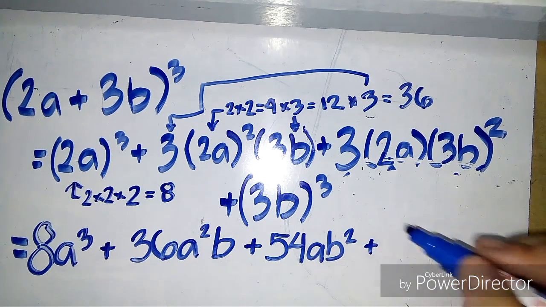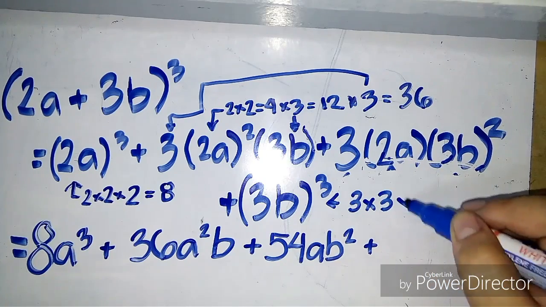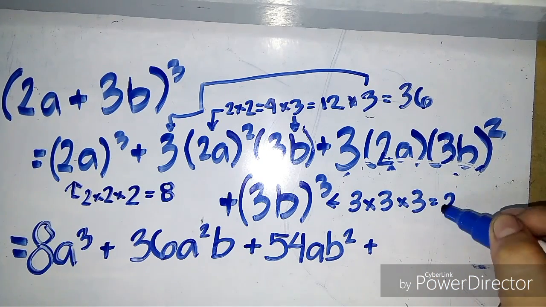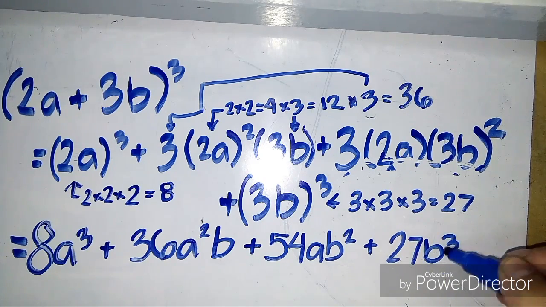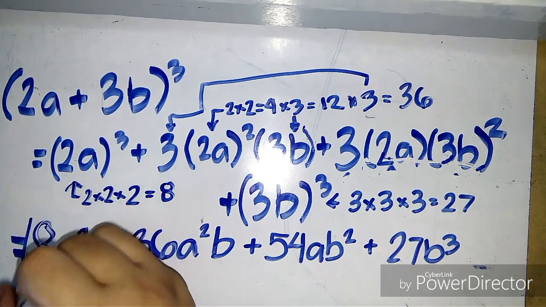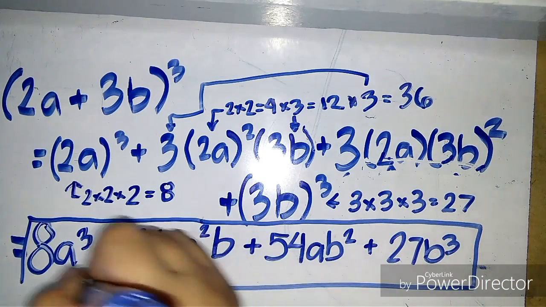Then squared. Then lastly, you're going to multiply 3 by itself 3 times. So 3 times 3 times 3 would be equal to 27. Then b cubed. Then we have our final answer. Yay!